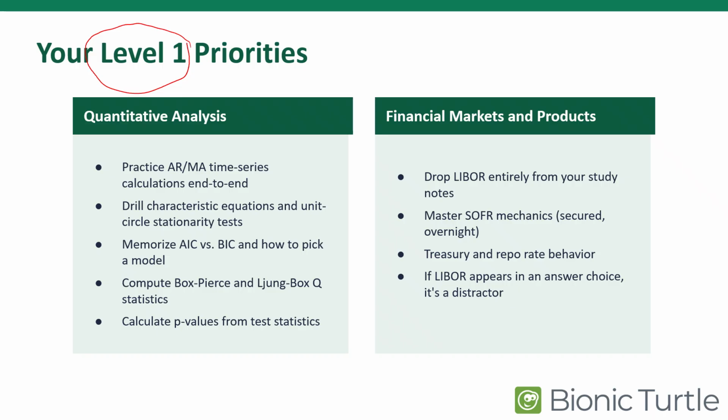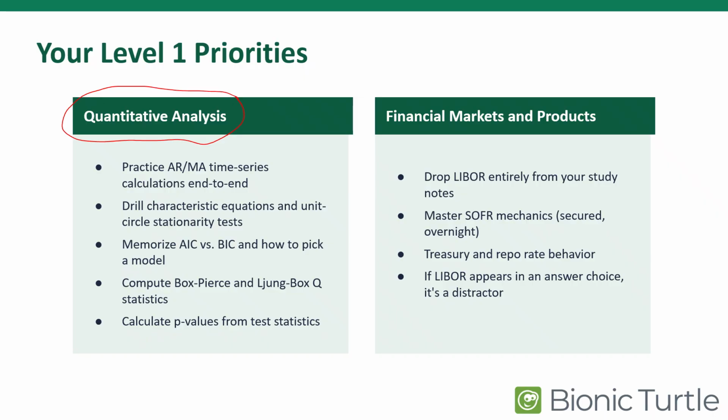Now, as we go our separate ways, let's put together a consolidated battle plan for how you're going to take on these changes for Level 1. With financial markets and products, I think this is a pretty easy change that you can sit down right now and spend about 15 to 20 minutes and understand completely. So I would recommend you go ahead and attack financial markets and products right now. The changes in quantitative analysis are going to take you a little bit longer to master.